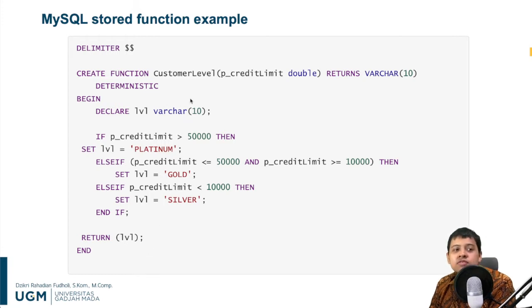We can use this variable, or we can just return the value over here as well. So rather than setting a variable, we can just return platinum, or return gold, or return silver over here. So that is the example of this stored function.